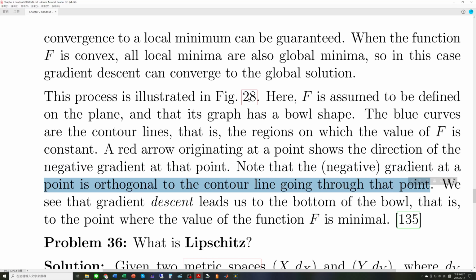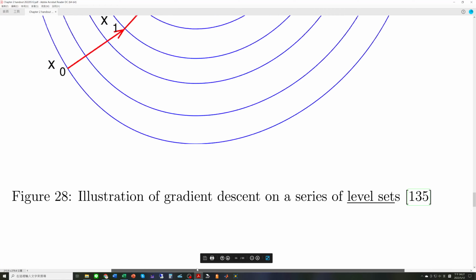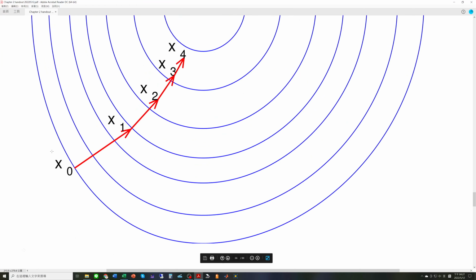Let us see figure 28 again. In this figure, we can see that we start at x0, and this red arrow is the negative gradient. You can see that it is orthogonal to the contour line at this point. Similarly, at x1, this arrow is orthogonal to the contour line at x1. And so on, x2, x3, x4, etc.